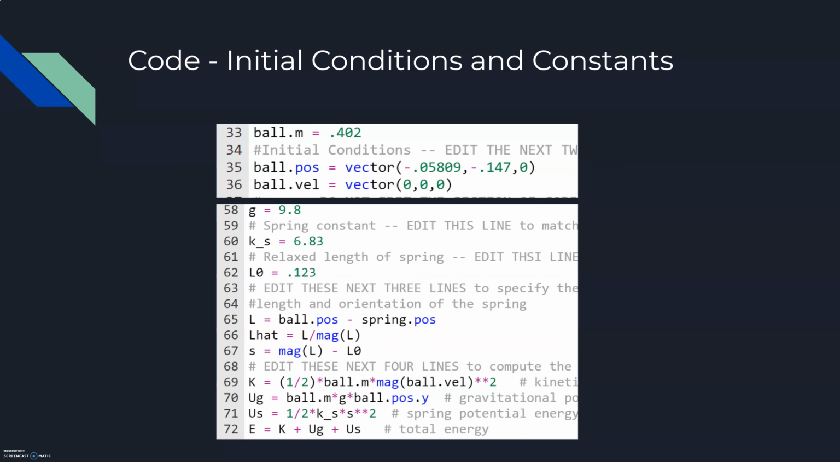For my computational model, I started by setting the initial conditions and constants. I set the mass to what was given, the position to my position at time 0 on Tracker, and my velocity is 0 since the mass was not moving at the beginning. G was set to 9.8, spring constant was given as 6.83, and L0 was set to 1.123 found from earlier. L was set to the length from the spring to the ball. L hat was L divided by the magnitude, and s was set to the stretch amount, which is the stretched length minus the relaxed length. Then I set the three components of the total energy equal to the corresponding formulas I stated previously, and E equal to the three energies added together.